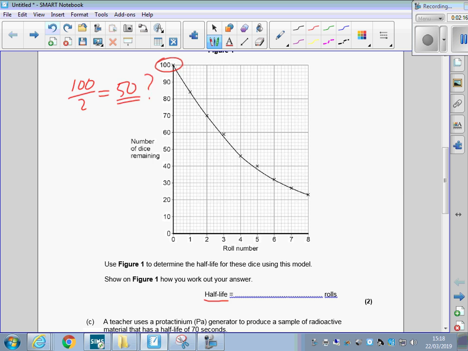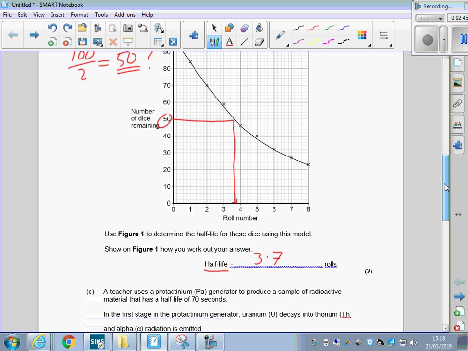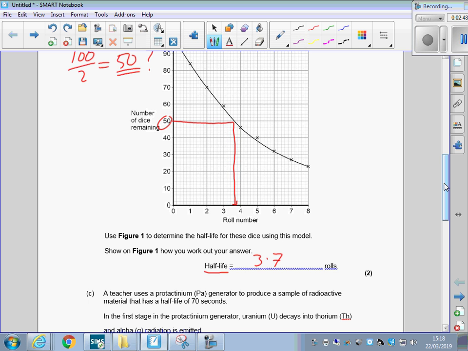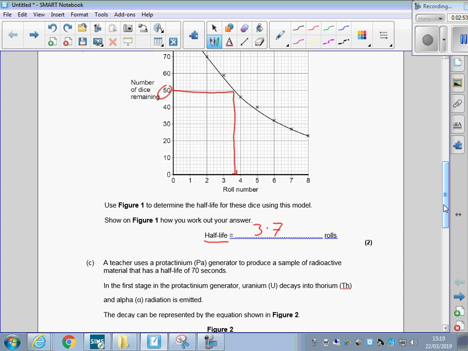So the question is, how long has it taken to get to there? Well, half 100 is 50, so how long has it taken us to get to 50? And we go way down there. And that looks to me to be around about 3.7, 3.8. Let's call it 3.7 rolls. And you can say, well, hang on a minute, you can't have 0.7 of a roll. No, you can't. But you're rolling so many dice, you're allowed to say, on average, 3.7 rolls will get you to halfway. So even though you're not allowed to have 0.7 of a dice roll, you are still allowed to describe this as 3.7 rolls.